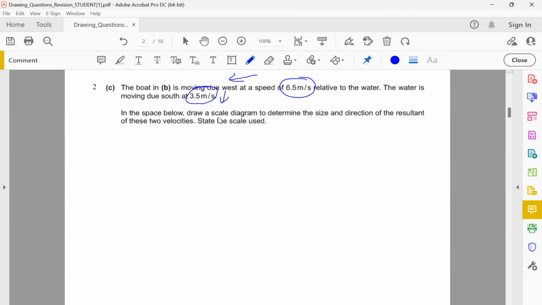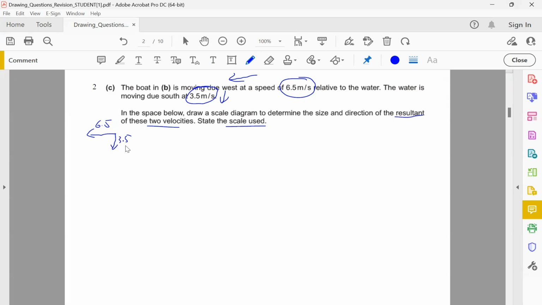In the space below, draw a scale diagram to determine the size and the direction of the resultant of these two velocities. State the scale you're supposed to use. Guys, first and foremost, you're supposed to draw a mini diagram, right? Like I told you 1,000 times. You have one speed that is acting 6.5 in here, right? And you have another speed that is acting 3.5 here.